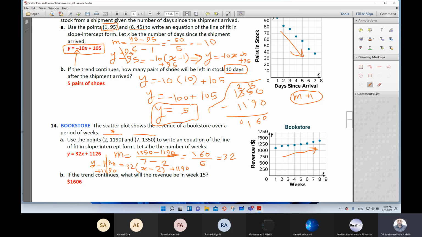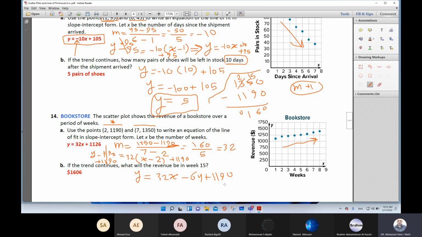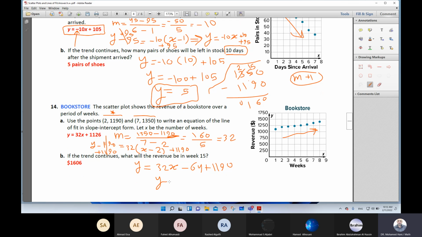1,190 minus 1,190 will be 0. It means here y equal, use distributive property here, 32 times x will be 32x. Then 32 times negative 2 will be negative 64 plus 1,190. Simplify this equation, so y equal 32x plus 1,126.